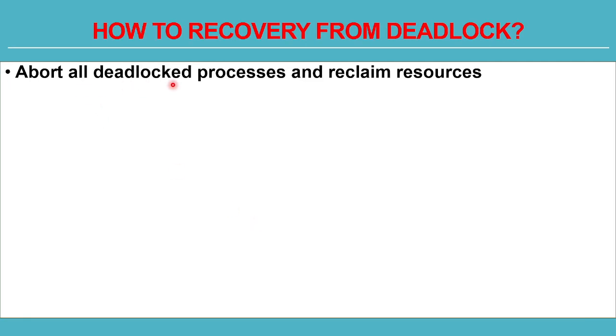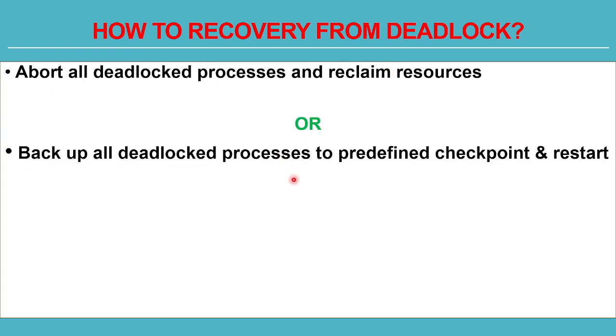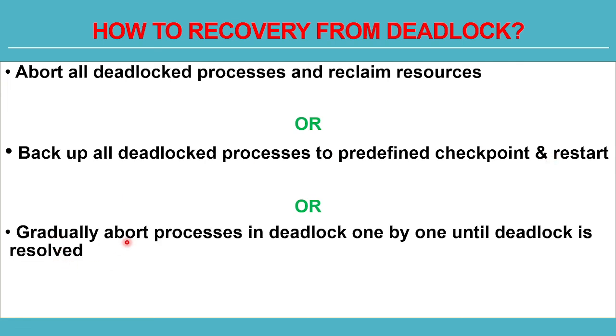So you can abort all the deadlocked processes and reclaim the resources, or back up all the deadlocked processes to a predefined checkpoint and restart. Or you can gradually abort processes in deadlock one by one until deadlock is resolved. Either you can abort all the deadlocked processes and start the work again because deadlock has already occurred and you have to recover, or you can abort the processes one by one based on their priority or other mechanism until the deadlock is resolved. Okay, or you can back up all the deadlocked processes to a predefined checkpoint and restart. So these are the ways of recovering from deadlock.